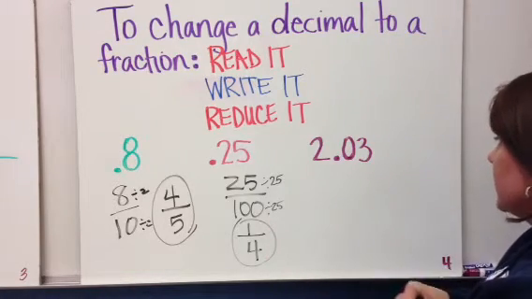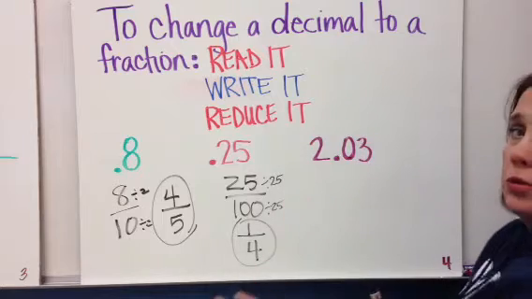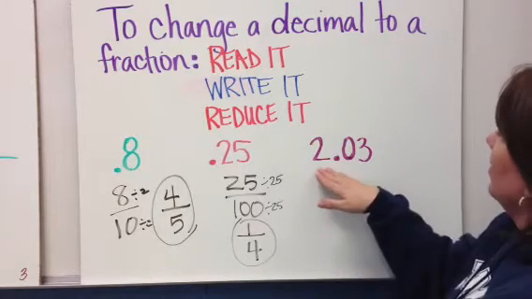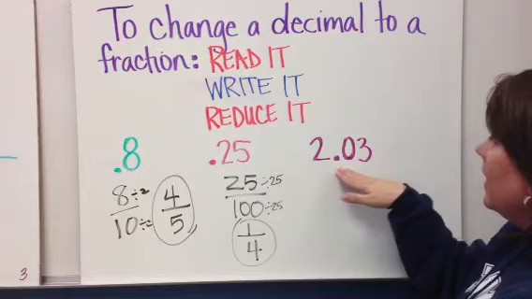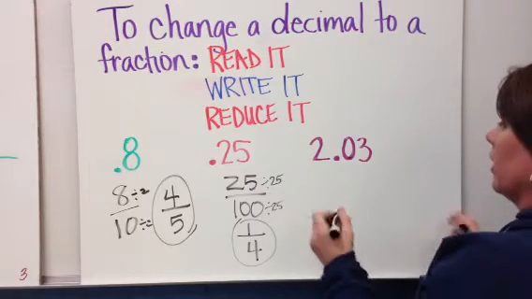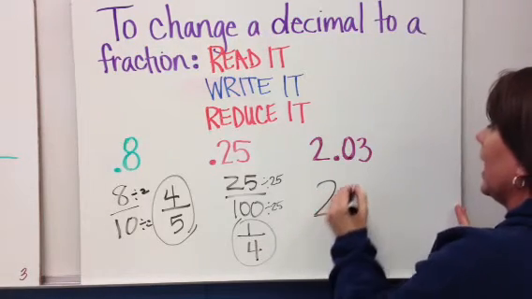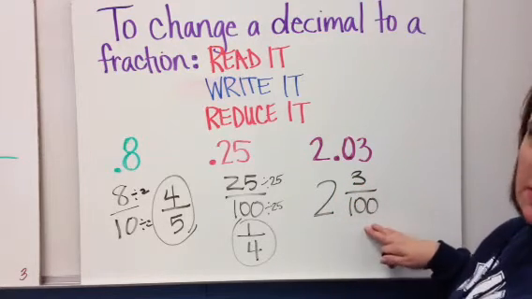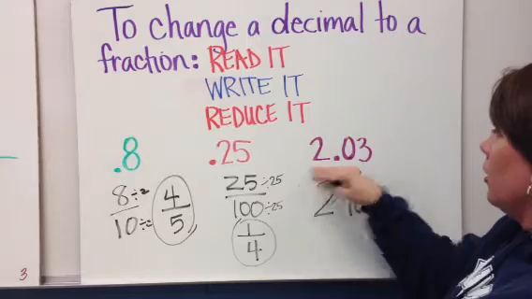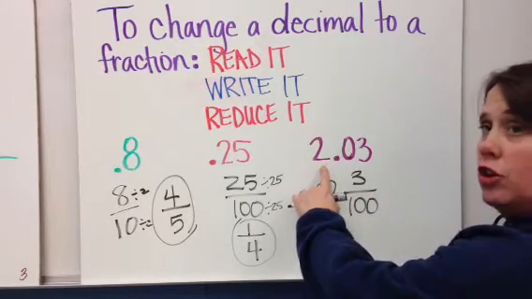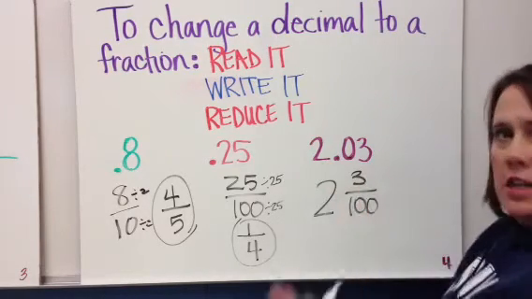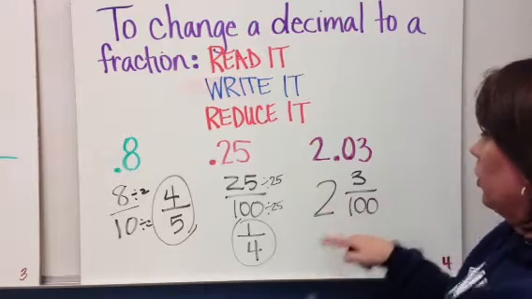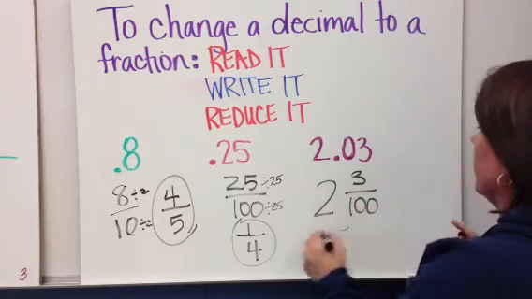Next, if I have a mixed number here, I do still read it, write it, reduce it. This says 2 and 3/100ths. So I write it like this: 2 and 3/100ths. Now that one can't be simplified, so I'm finished. But notice, if I have a number or a digit to the left of the decimal, it tells me I'm going to either have a whole number or a mixed number for an answer.